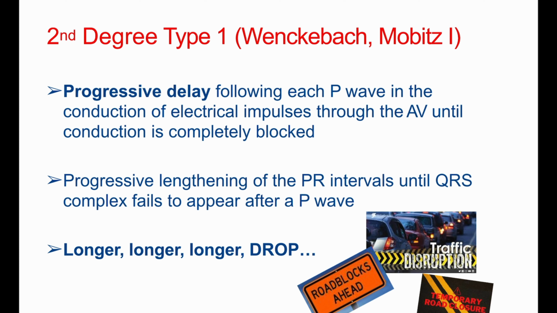Next comes second degree type 1, also called Wenckebach or Mobitz 1. In second degree type 1, there is a progressive delay following each P wave in the conduction of electrical impulses through the AV node until conduction is completely blocked. So there will be a progressive delay with each P wave, and then conduction stops, leaving a missing QRS. There is progressive lengthening of the PR interval until a QRS complex fails to appear after a P wave. That means a long drop.